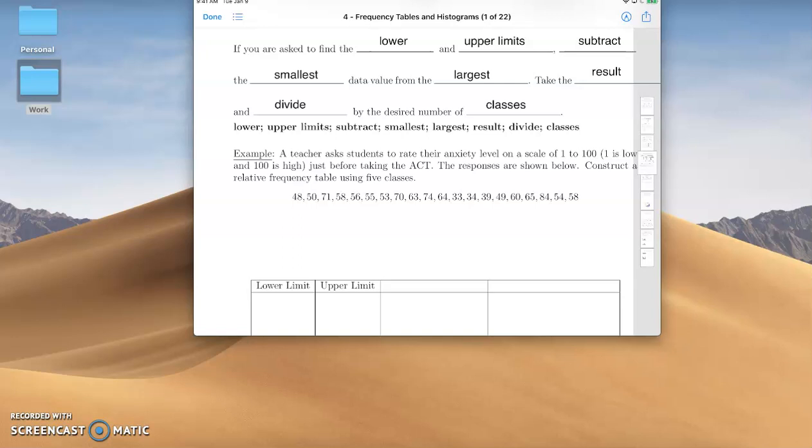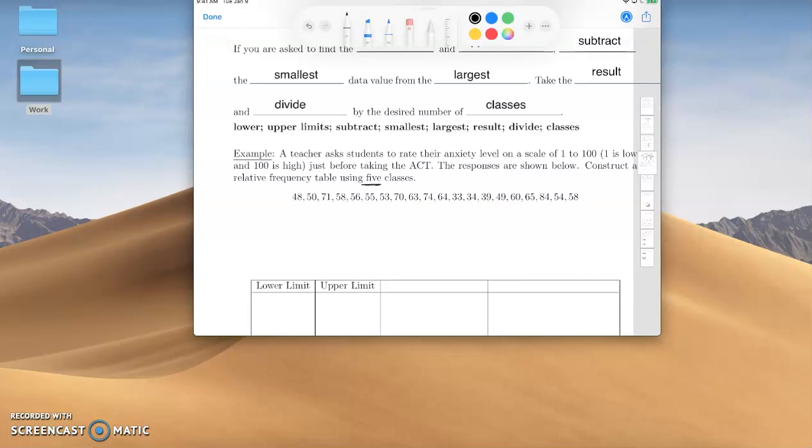So this one is telling us to take the highest number, subtract from that the lowest number, and then divide by the number of classes. Well, a couple of things we read right here help us with that. We know we need 5 classes. So now we just need to find our highest and lowest number.